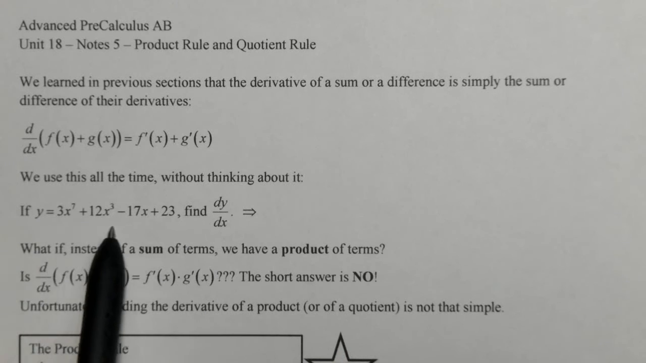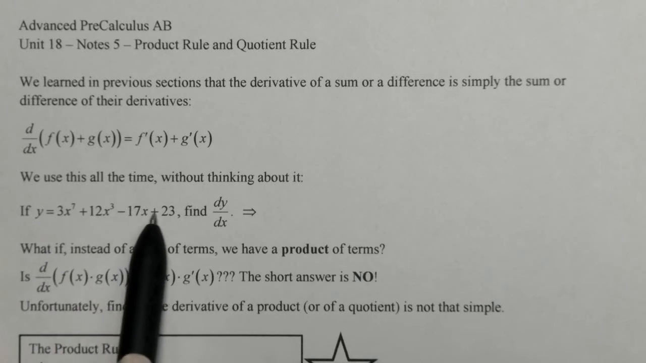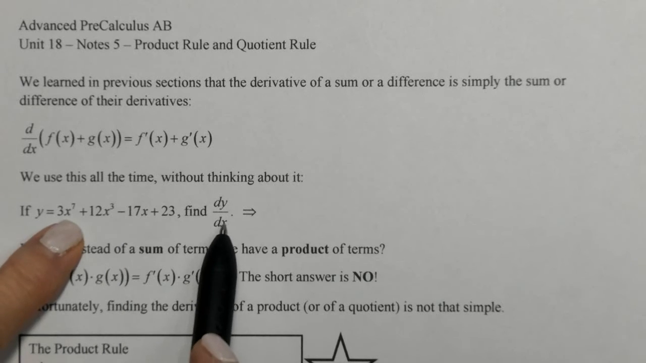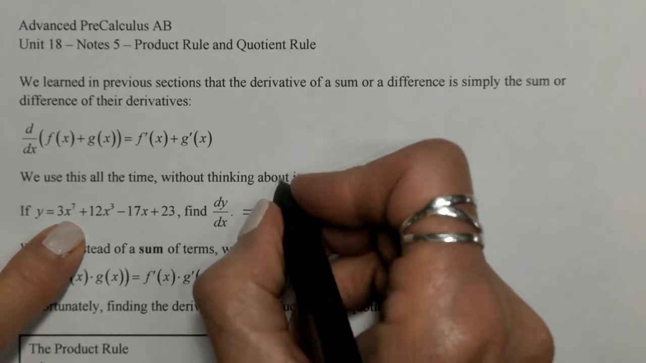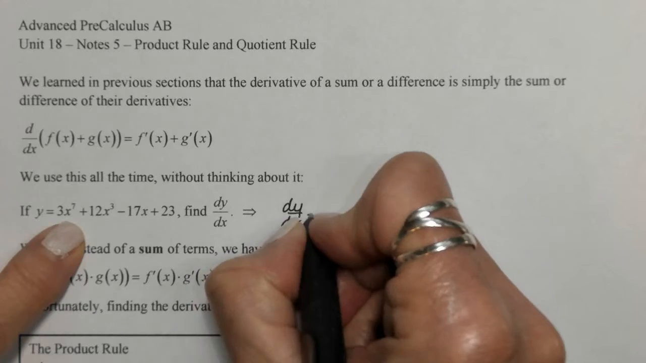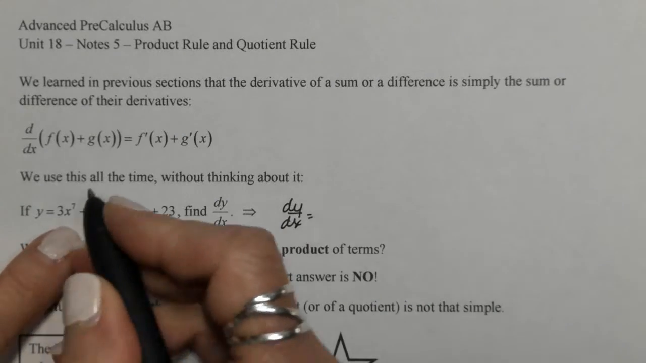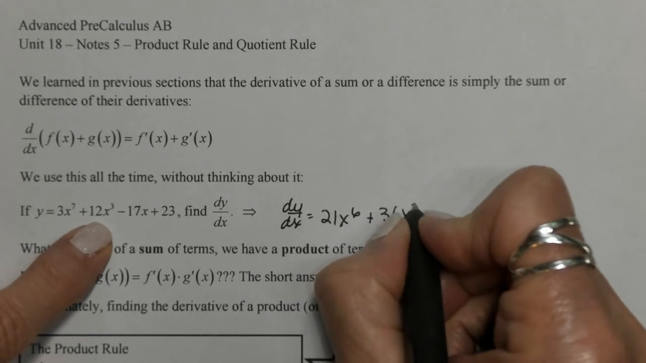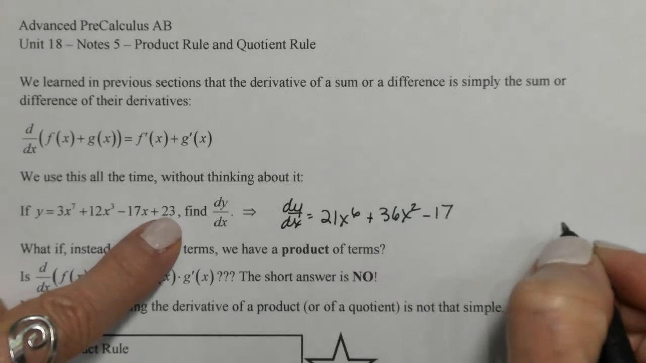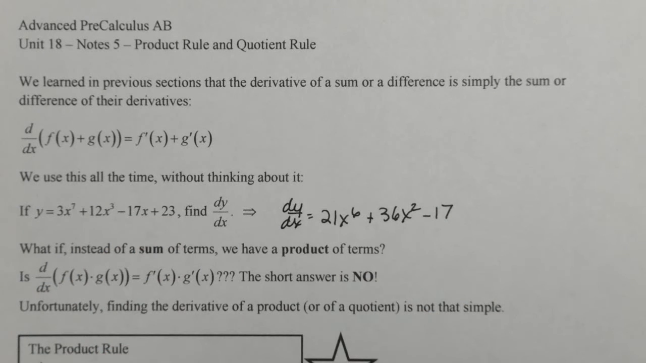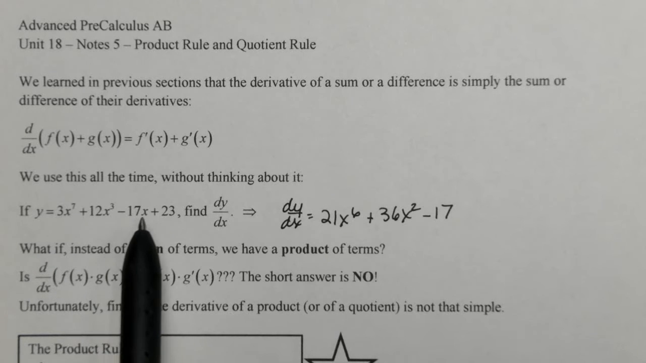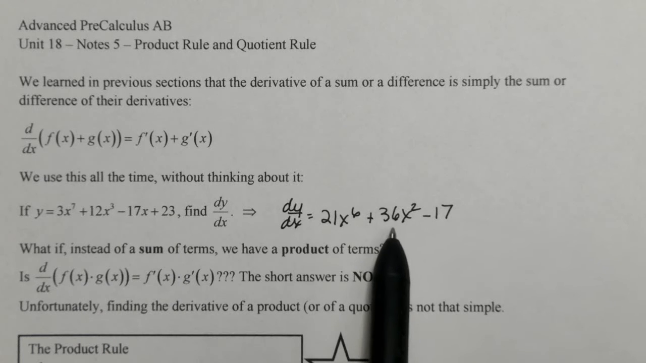If we were given this equation for y, this is the sum and difference of a variety of functions, right? So to find the derivative, we just went piece by piece and found the derivative. So the derivative here would be, using the power rule, 21x to the 6th plus 36x squared minus 17 plus 0. And so that would be the derivative. The derivative of a sum or a difference is just the sum or difference of the derivatives.